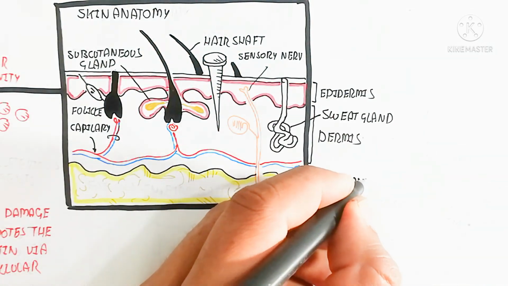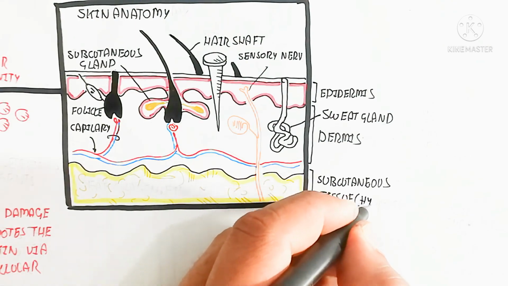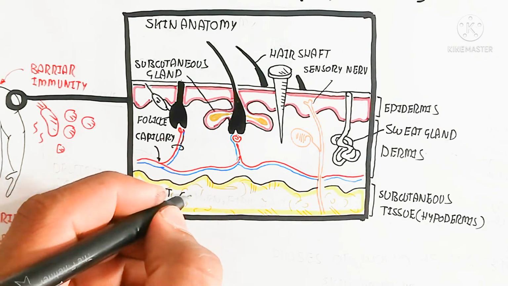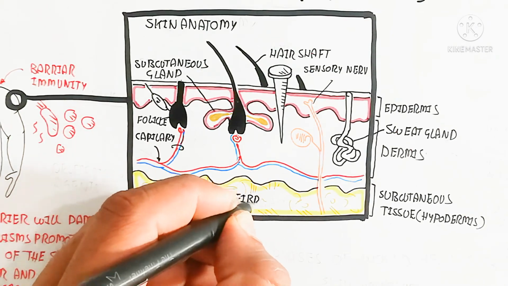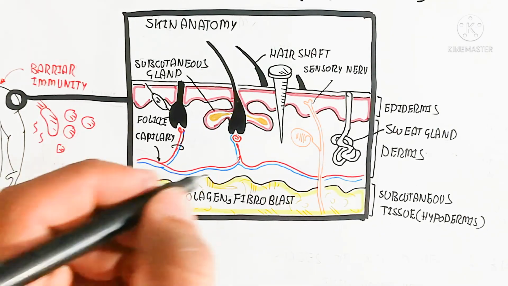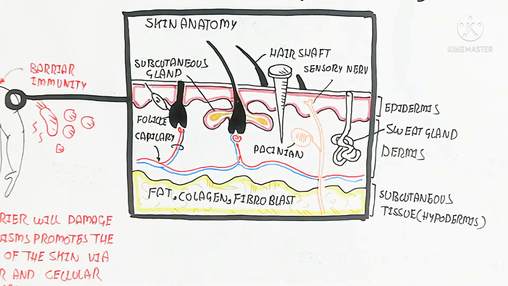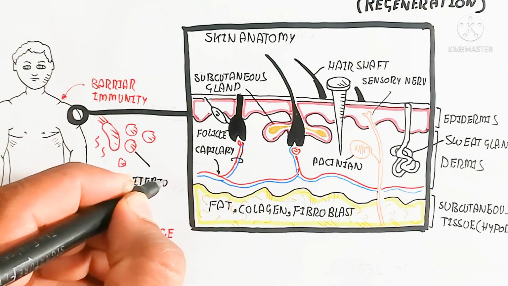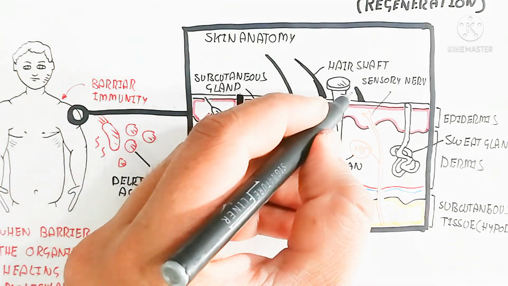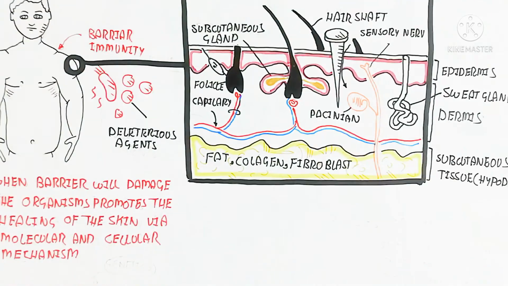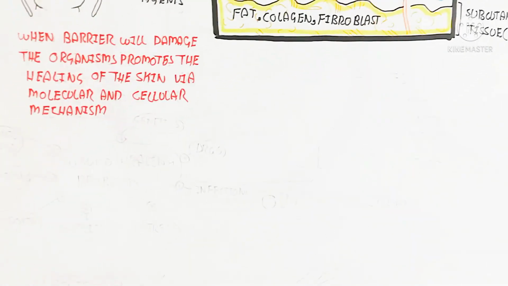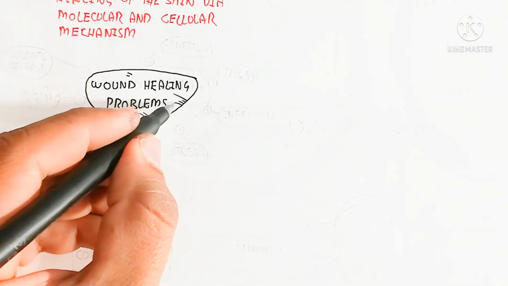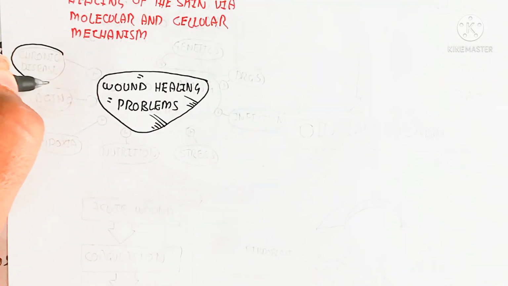And here are the epidermis and dermis. The dermis contains blood vessels, sweat glands as well as the follicles, etc. Here is the subcutaneous tissue, which contains collagen produced from the fibroblast. That is why the fibroblast is present in the subcutaneous tissue. Below the subcutaneous tissue is the hypodermis, which is the fat deposition, also the adipose tissue.